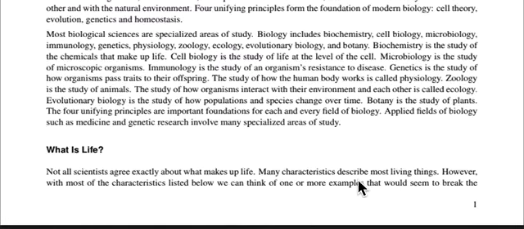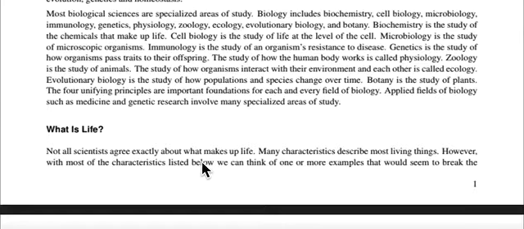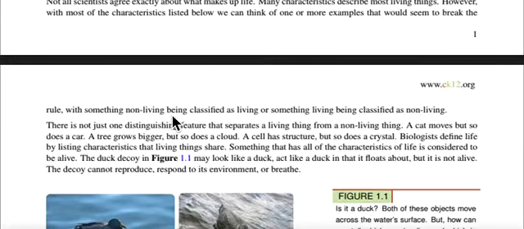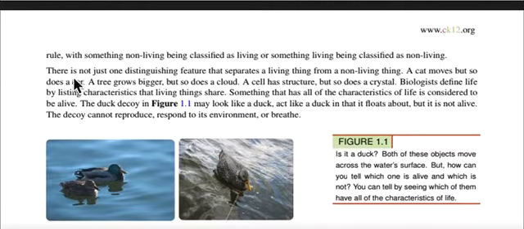What is life? Not all scientists agree about what makes up life. Many characteristics describe most living things. However, for most of the characteristics listed below, we can think of one or more examples that would seem to break the rule, with something non-living being classified as living, or something living being classified as non-living. There is not just one distinguishing feature that separates a living from a non-living thing.